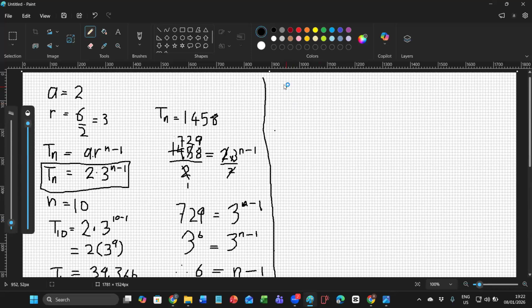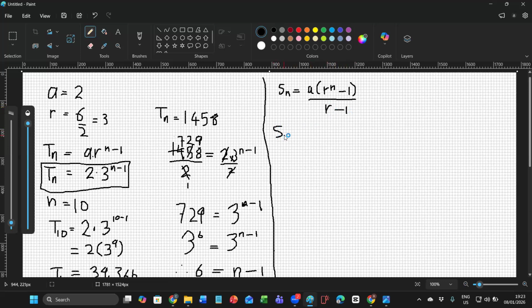So Sn will be equal to, the formula we use for this one is a into bracket r raised to n minus 1 over r minus 1. Okay, alright, so here we go.